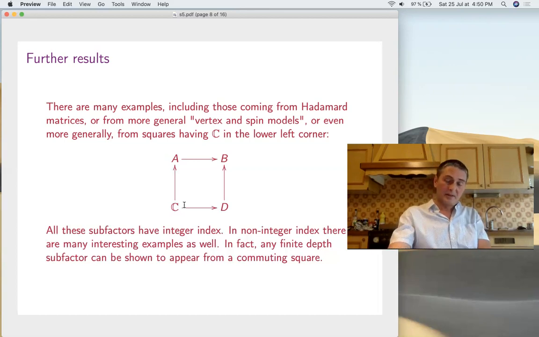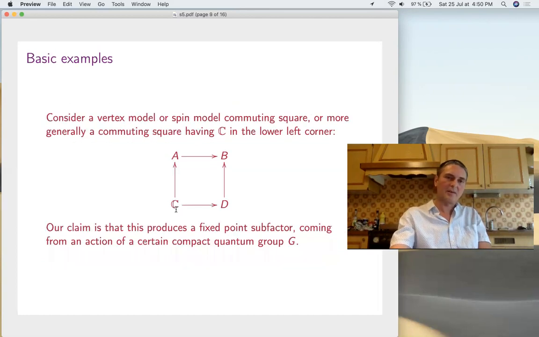So this is very, very interesting. Now we won't get into this, it is very technical. I mean, there's a lot of work of Popa, Ocneanu, and many others. So we'll just focus on these vertex spin models and more generally on squares having the spin in the lower left corner, just to explain a bit how these things work. So as I was telling you, that's what we want to do. And our claim is that this is a fixed point subfactor with respect to a certain compact quantum group.